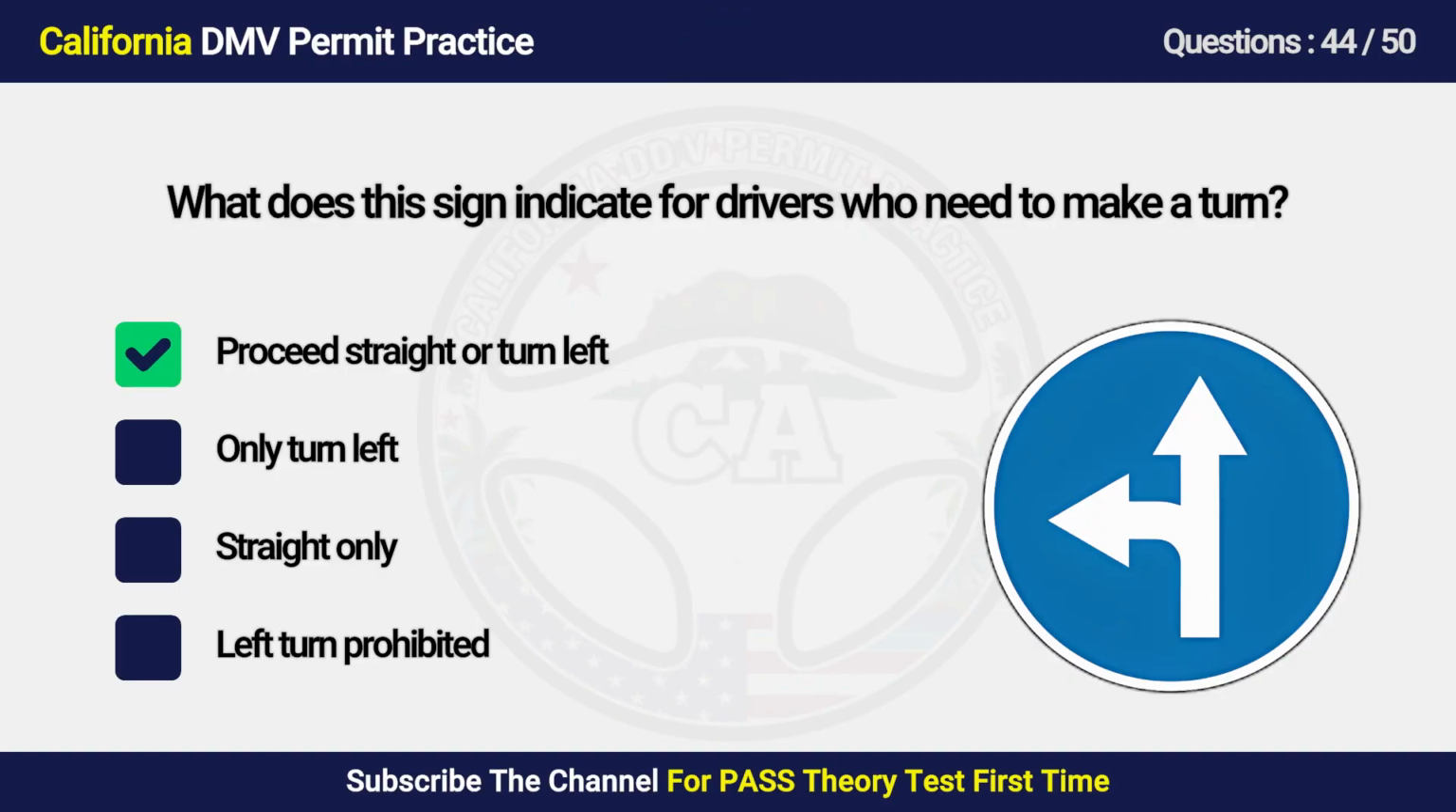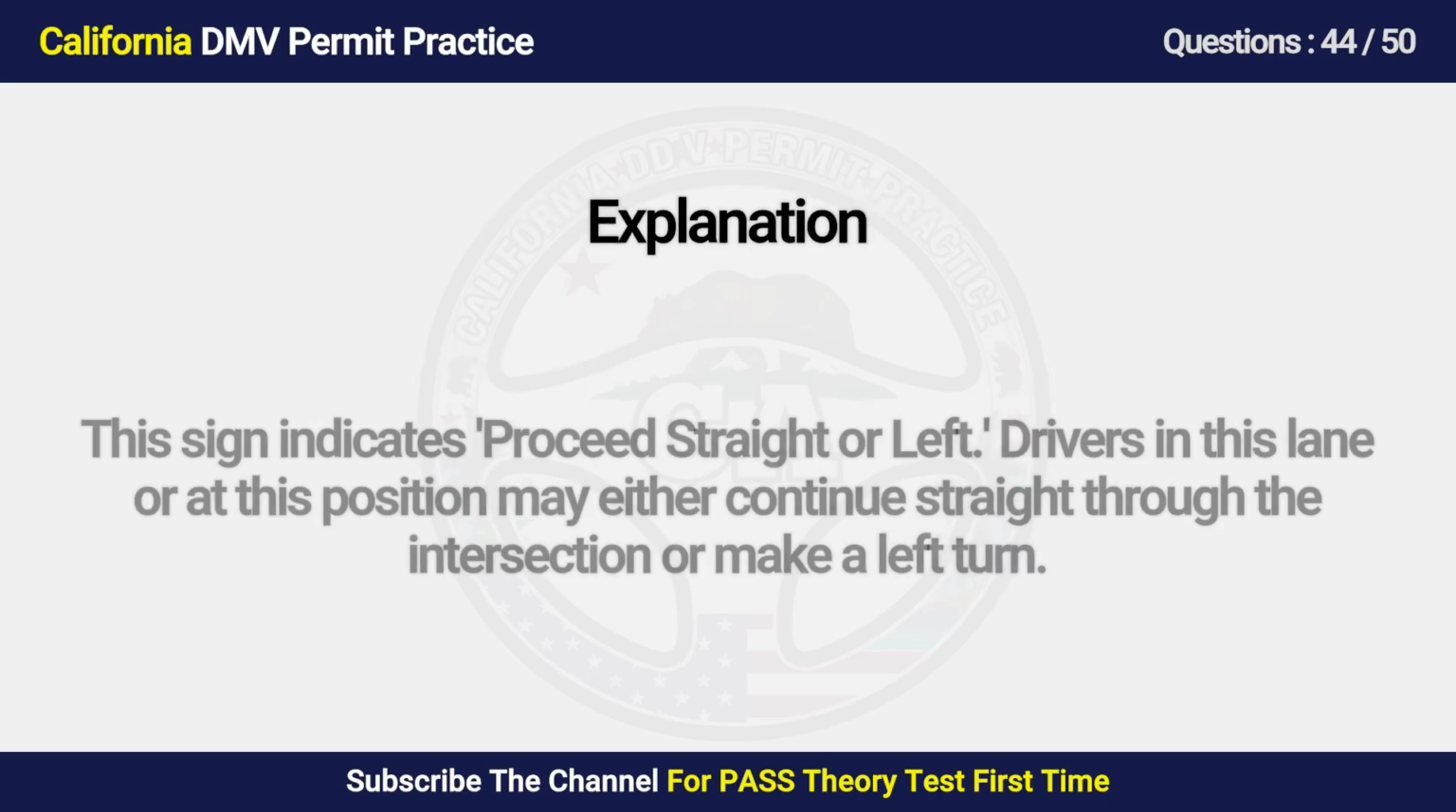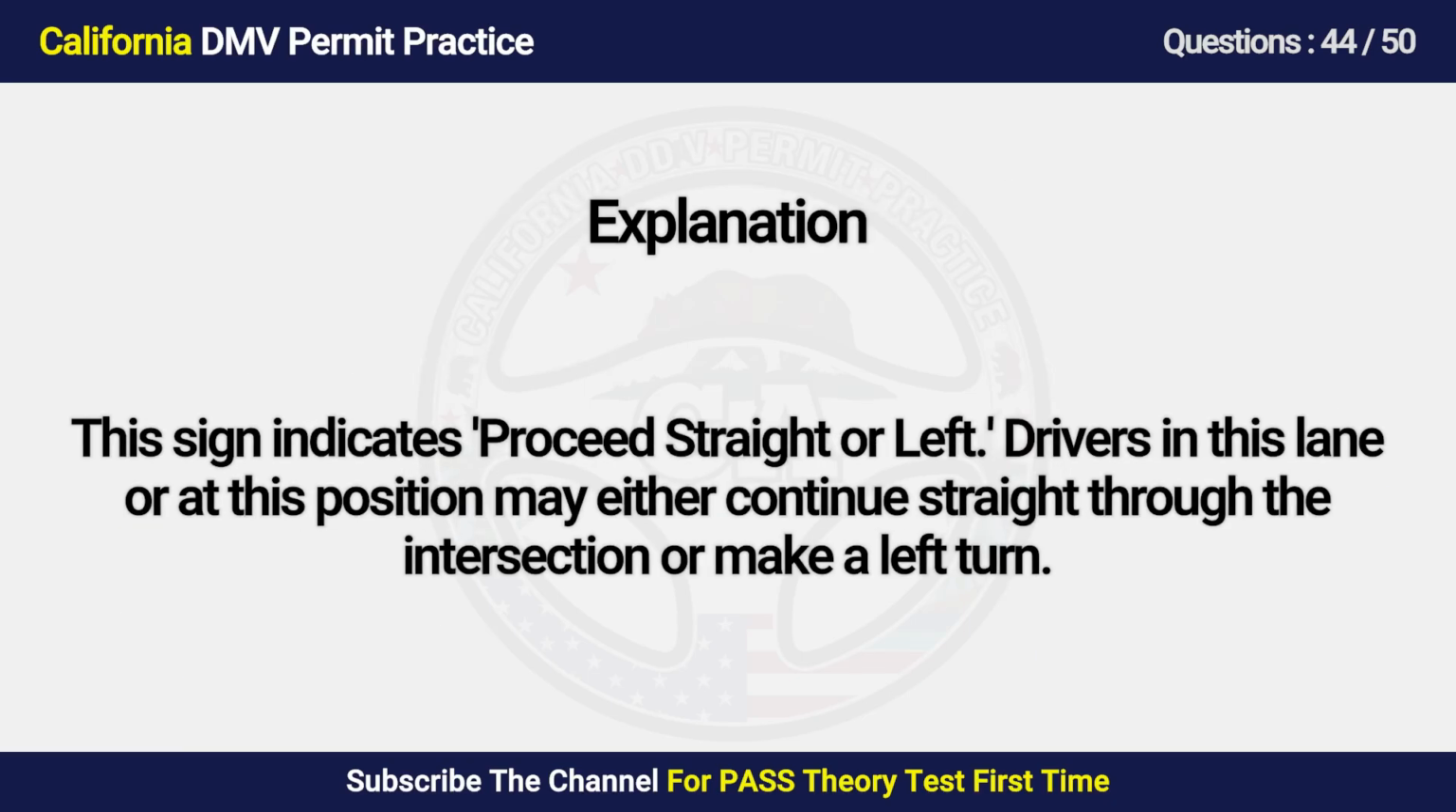Answer is A. Proceed straight or turn left. This sign indicates proceed straight or left. Drivers in this lane or at this position may either continue straight through the intersection or make a left turn.